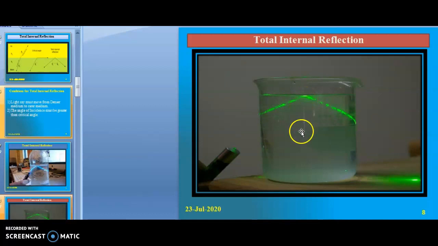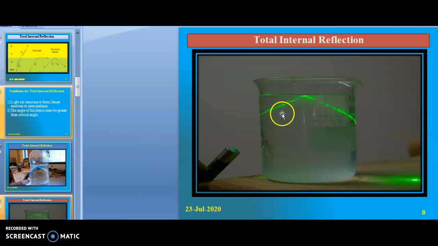Here also, the light ray is moving from some denser medium to a rarer medium, that is air medium. So, here it may be of any liquid. But when compared with this air medium, it is denser medium. Therefore, the first condition is satisfied, that is, the light ray is moving from denser medium to rarer medium.